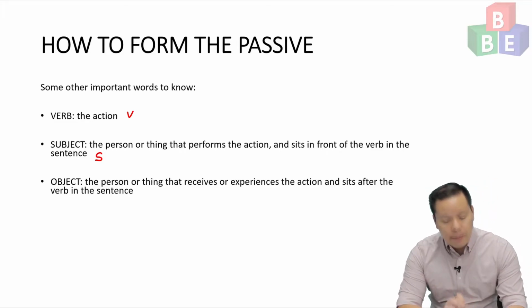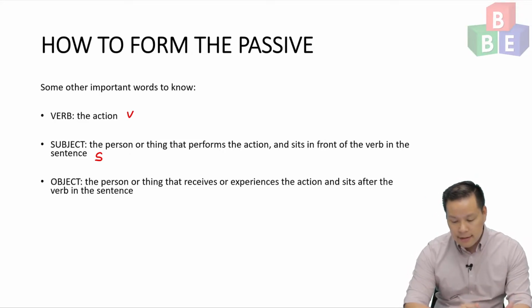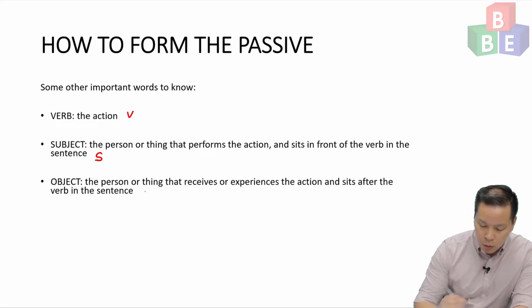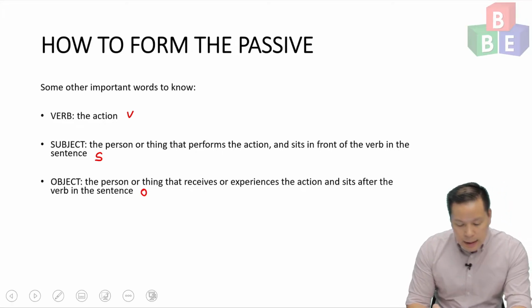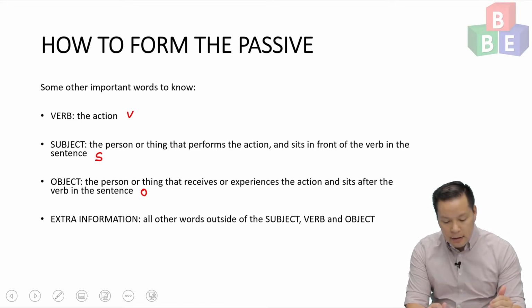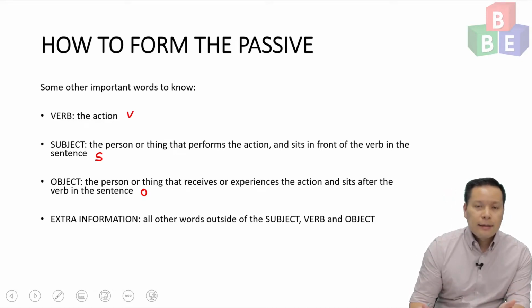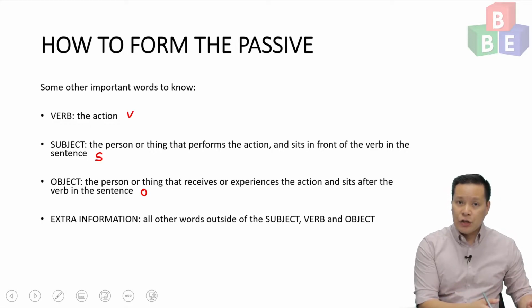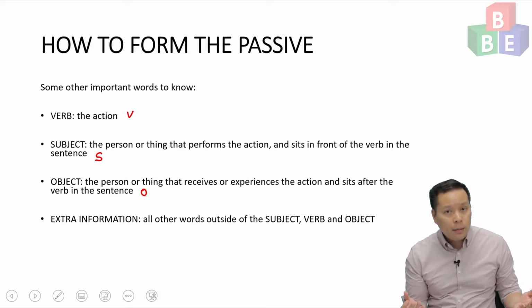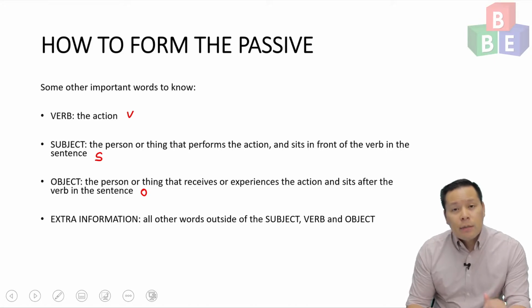The object is the person or thing that receives or experiences the action and sits after the verb in the sentence. In this case, we're going to call it the O. Extra information is everything else. It is all other words outside of the subject, verb, and object. These are things that can give extra information like when something happens, who I did it with, or why, to name a few. Let's analyze one example sentence just to make sure that you understand.